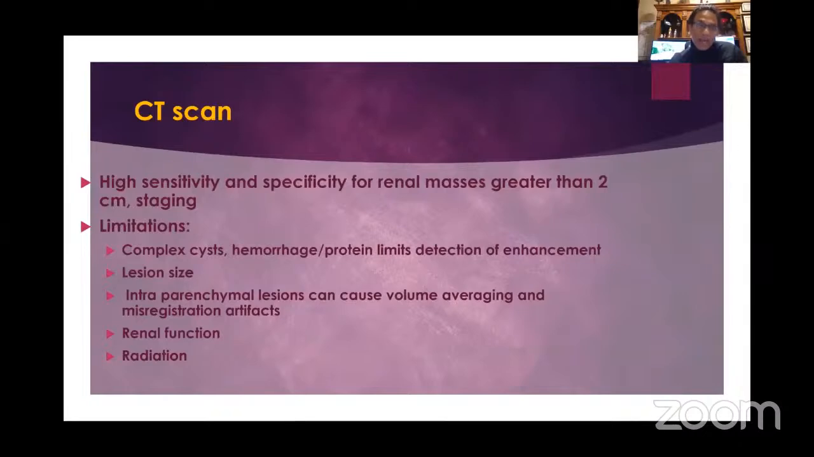disease. CT scan is very sensitive and specific for renal masses greater than 2 centimeters in diameter. However, it does have its own limitations in complex cysts containing hemorrhage or protein, lesion size, and intraparenchymal lesions that cannot be measured accurately as far as Hounsfield density is concerned because of volume averaging and misregistration artifacts. It can be limited with renal function.